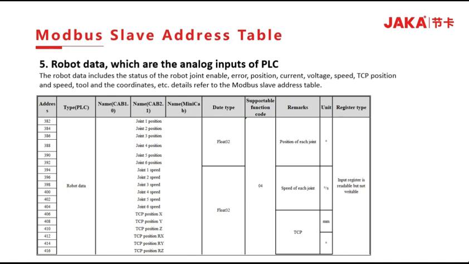The fifth one, robot data, which are the analog inputs of the PLC. The robot data include the status of the robot joint enabled, error, position, current, voltage, speed, TCP position and speed, tool and the coordinates. For the details, refer to the Modbus slave address table.